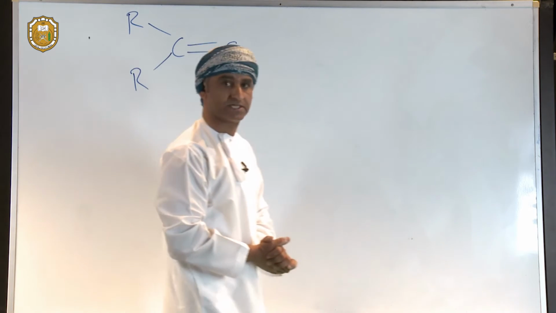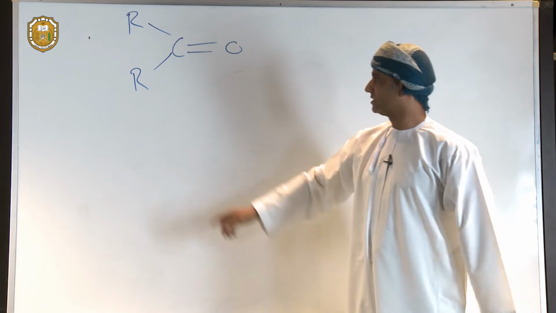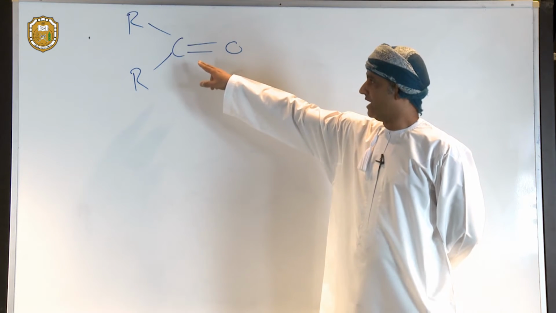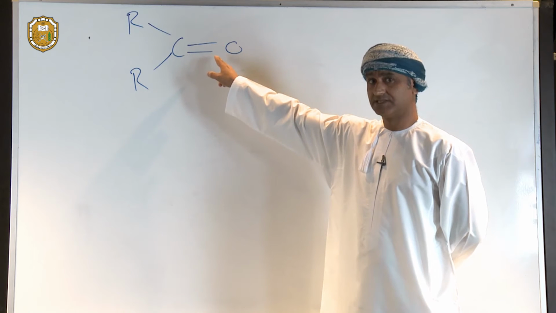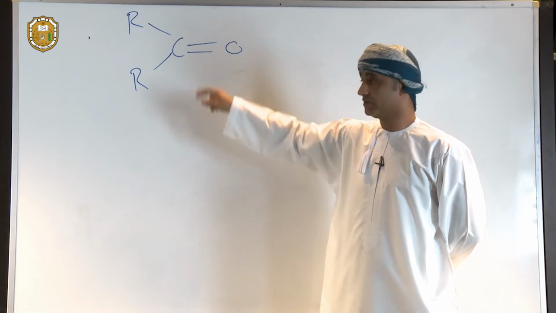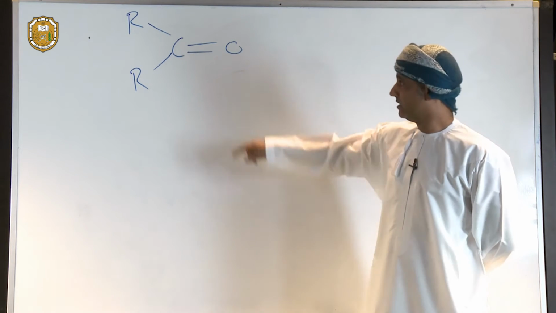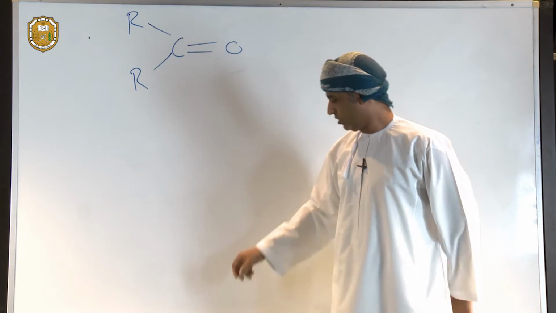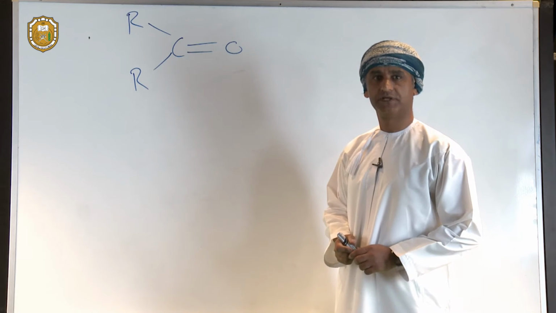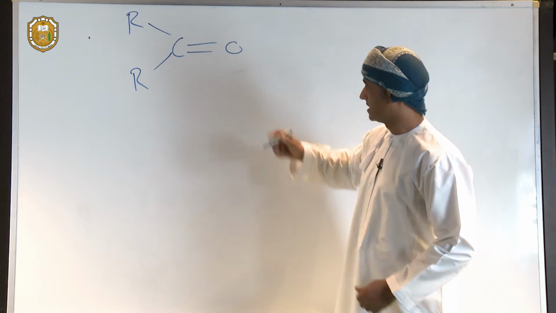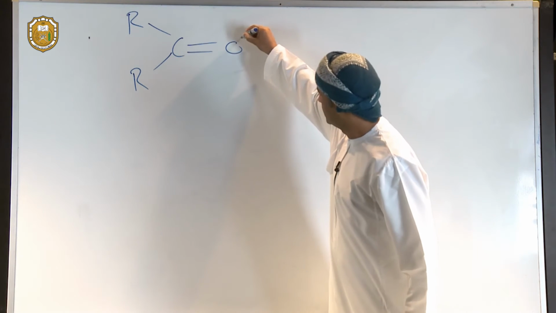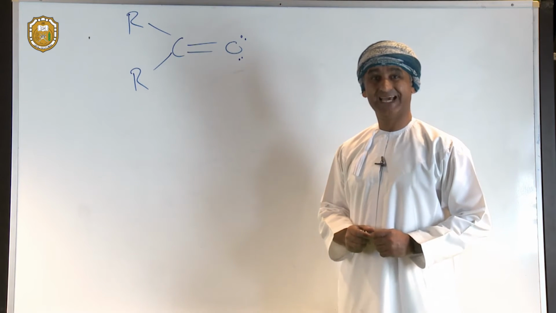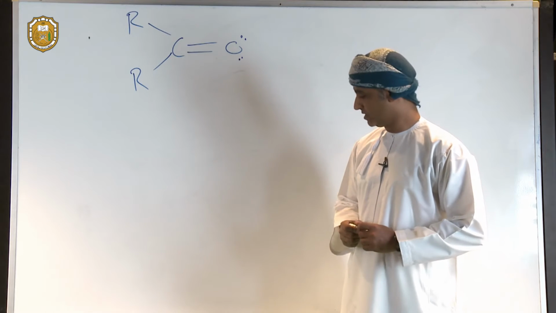But what do we know about this? If you look at the carbonyl group, you will notice that carbon has a double bond with oxygen. That double bond is counted as a single effective electron pair. So therefore carbon is surrounded by 3 effective electron pairs. So that's 1, 2, 3. Oxygen also is surrounded by 3 effective electron pairs. This double bond is counted as 1. That lone pair and that one are also 2. So there are 3 electron pairs around oxygen.